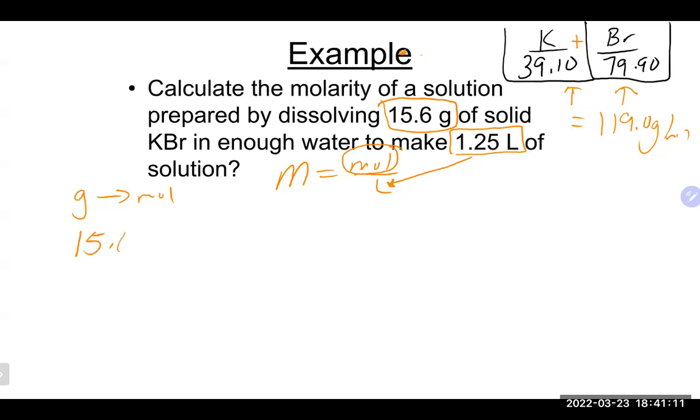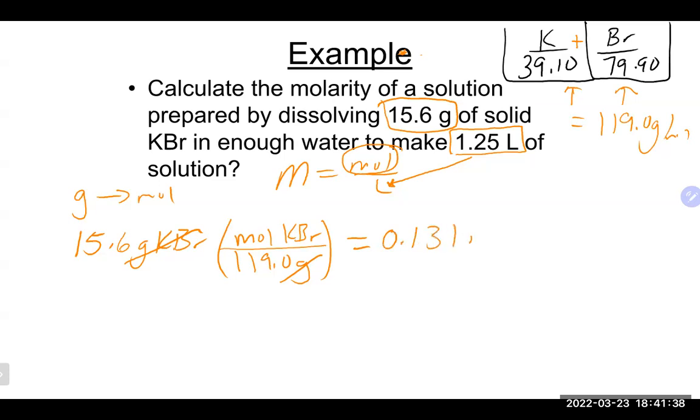We're going to take our 15.6 grams of KBr. Just like we did in that chapter, grams are going to go on the bottom, which always keeps the number. Up on top will go moles, which will get us to what we're looking for. The grams will cancel each other out, and that will get you 15.6 divided by 119. We'll go with 0.131 moles of KBr. Is that the answer? That's not the answer. It is just the moles.